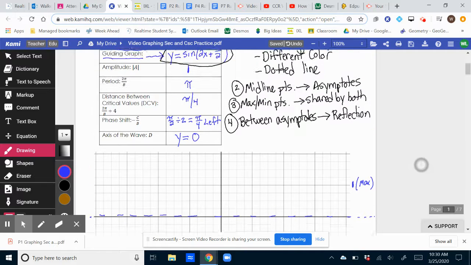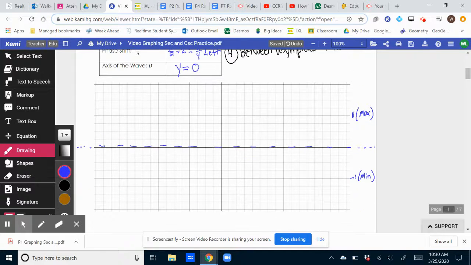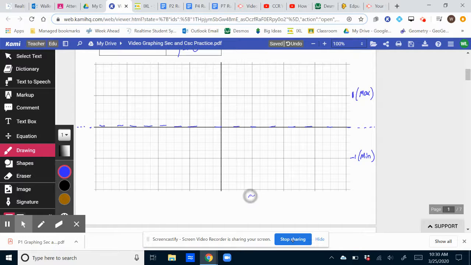Next, let's scale by our DCV, which is pi over 4. So I'm going pi over 4, 2 pi over 4 is pi over 2, 3 pi over 4, and then 4 pi over 4 is pi, and the same in the negative direction.